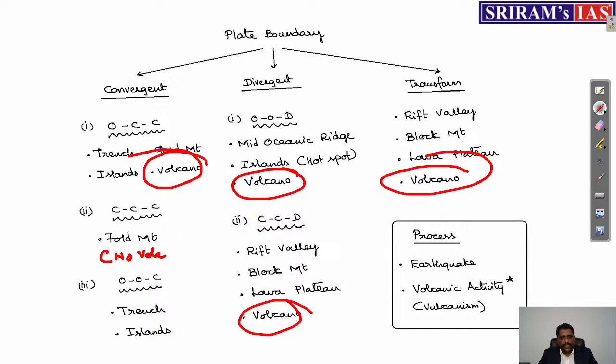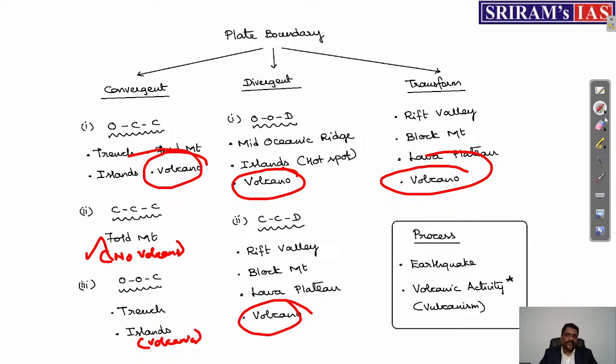Okay. The only place where you do not have volcano is what? Continent-continent convergence. Here I have not written it. Ocean-ocean convergence also, when I talk about island, these islands are volcanic islands. Okay. Almost volcano is universal. But one thing I understand, wherever I have a plate boundary, except one, I'll be having volcanoes everywhere.